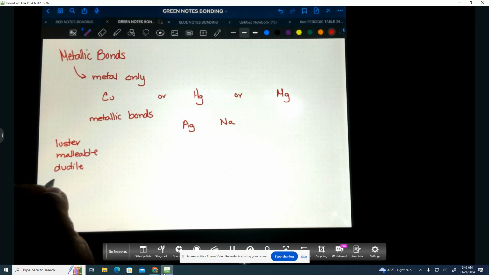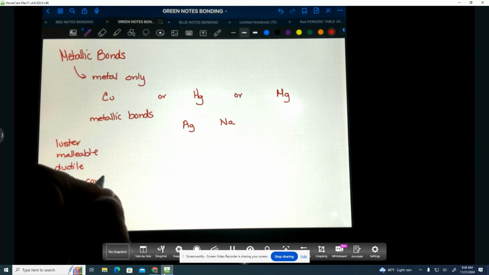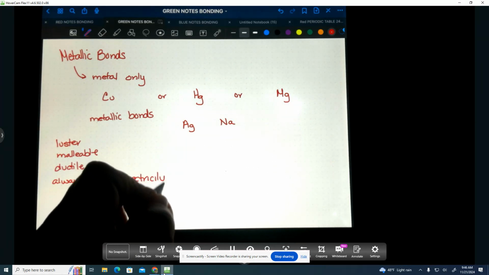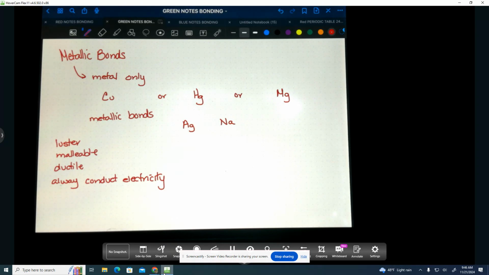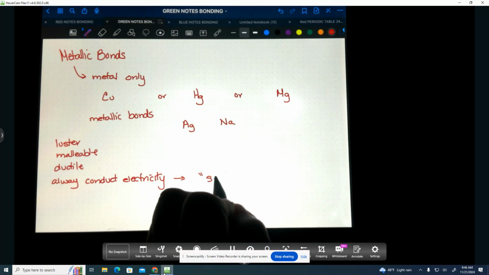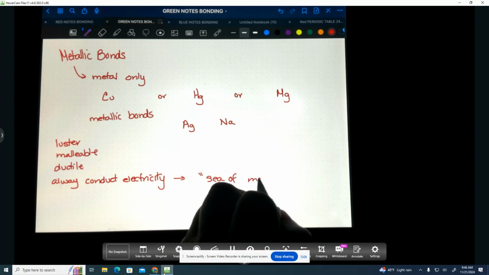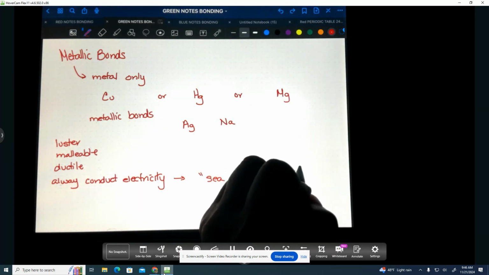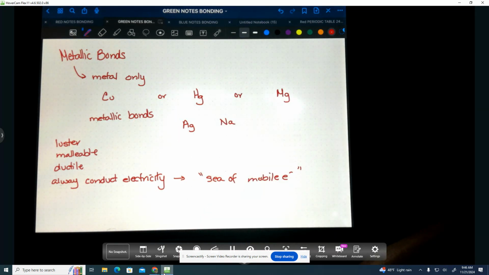Okay? And they do something very, very important. They always conduct electricity, even as a solid. Metals conduct electricity. Why? Because they have what we call a sea of mobile electrons. What that means is that the electrons are constantly moving in order to complete the octets.